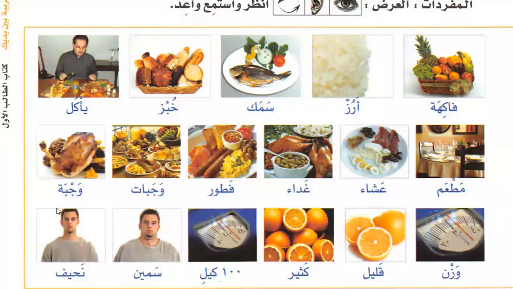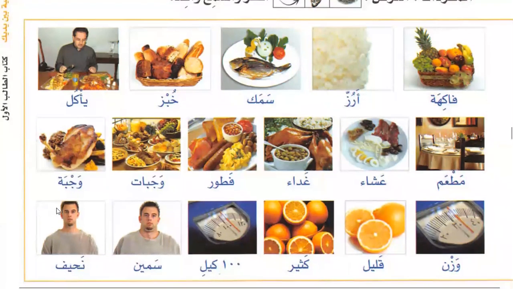Fakihatu, fruits. Fruit, okay. Arus, rice. Samakun, fish. Hubusun, bread. Yakulu, eating. He is eating, okay? Mato, food. Restaurant. Mata means restaurant. Okay. Restaurant.